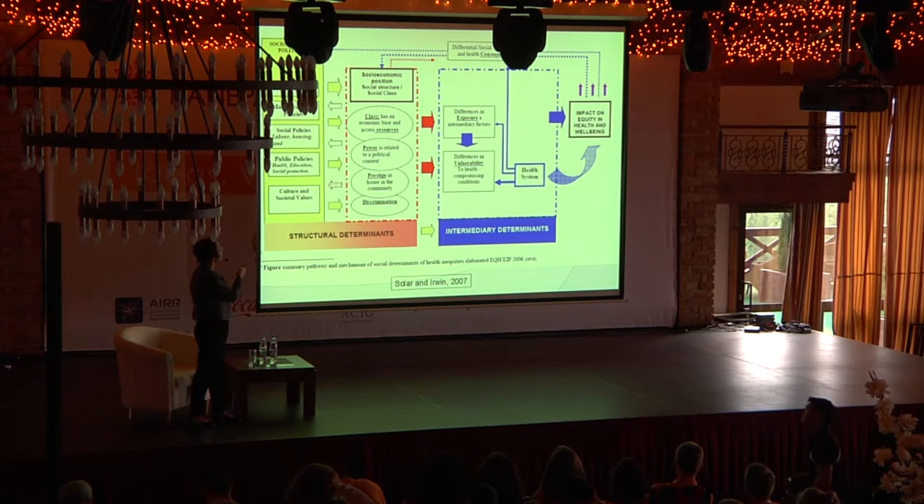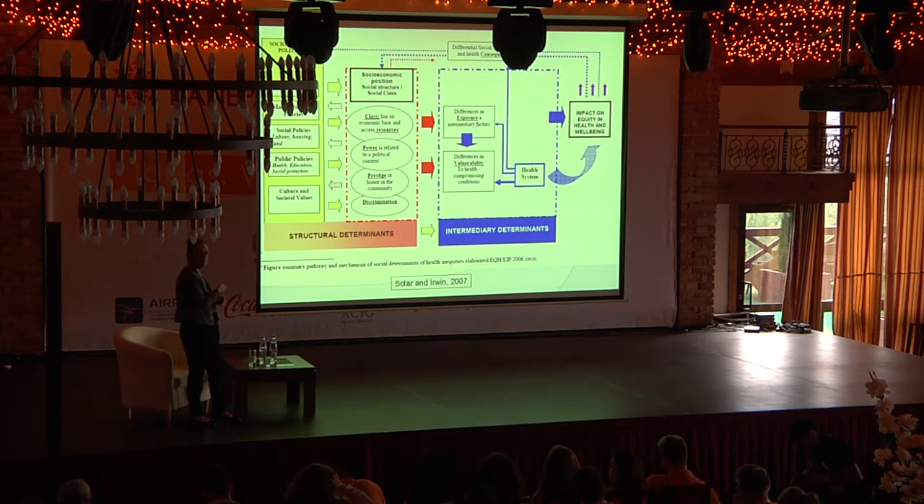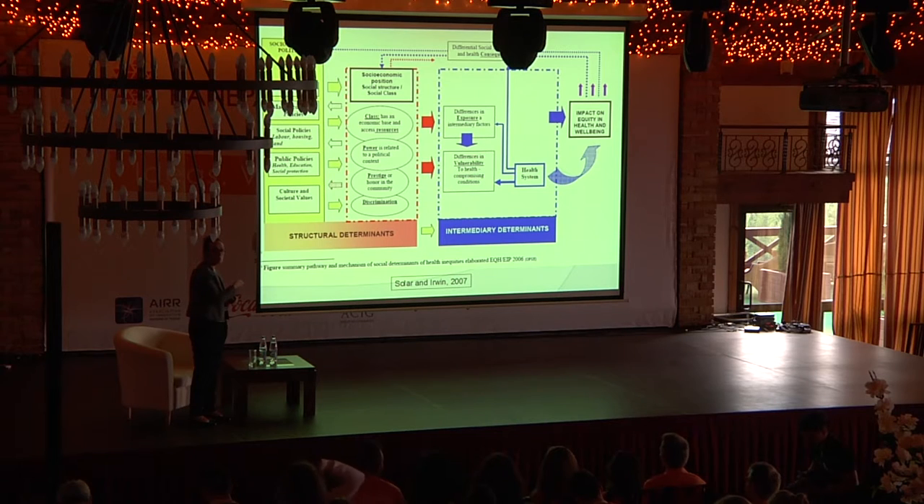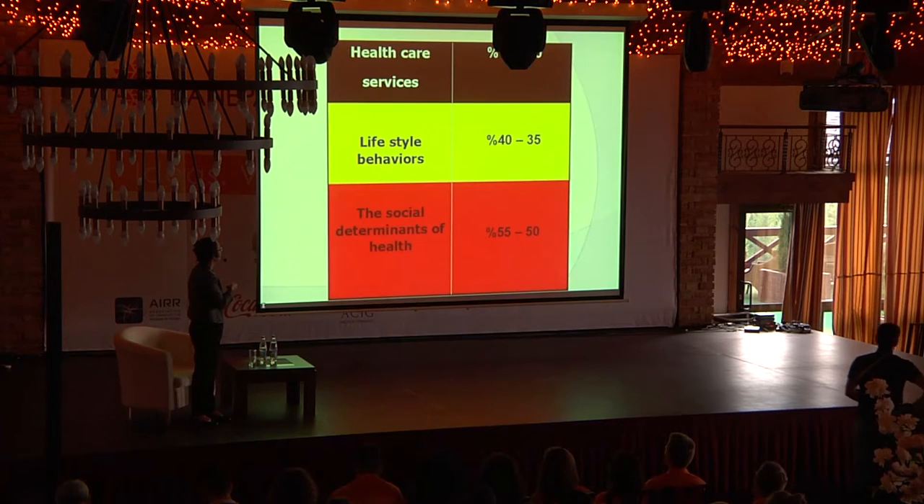If you have higher socioeconomic status, better class, you have more political power in society, and you have higher prestige and less discrimination, your exposure to diseases will be less, and your vulnerability will be less. And if the healthcare system is helping you, there is a buffer effect, so this is important for your health, and then your health would be better.